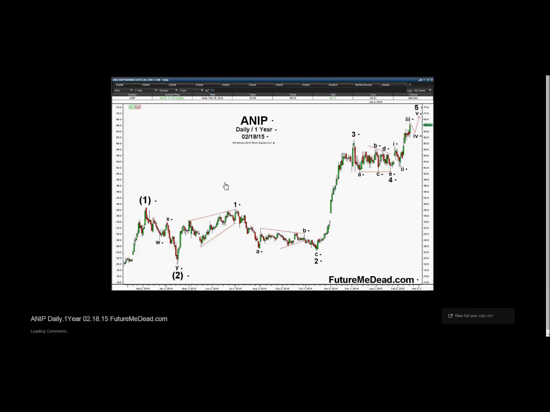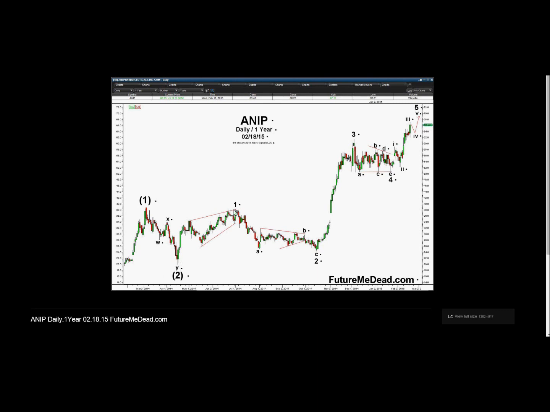I'm going to click on this chart just to make it bigger. This is the daily chart going back a year, and I had stated in the comments that this was basically a textbook impulse wave that is subdividing to the upside. And if you take a look over here, I was calling for a brief new low in a small degree wave 4 that should be followed by a new high to complete a wave 5, which began back in April of 2014.